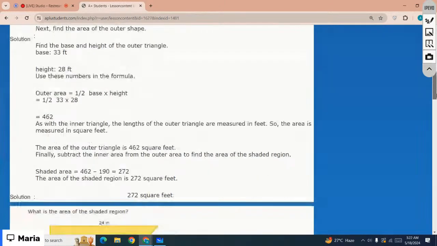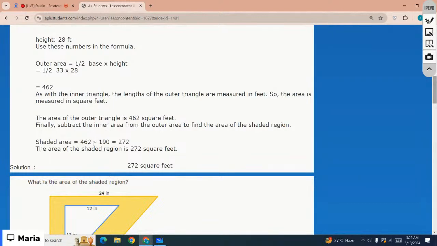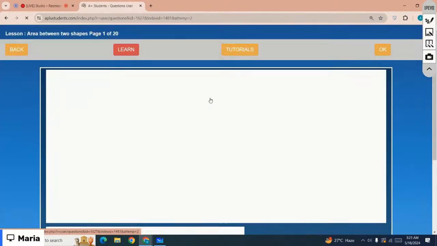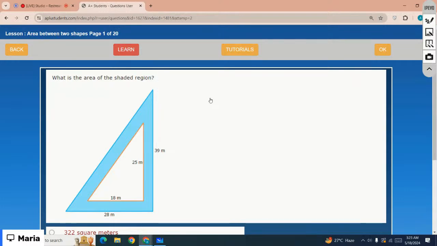And here is the one. You have to subtract the area of the inner triangle out of the outer one, and you will get the area of the shaded region. So that is 272 square feet. Let's just start with the test questions. What is the area of the shaded region?